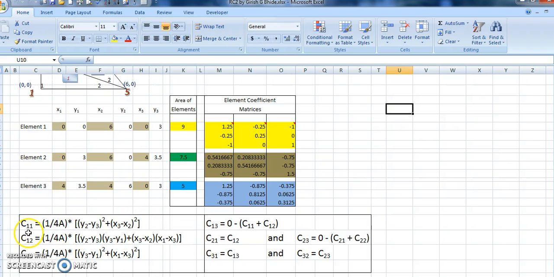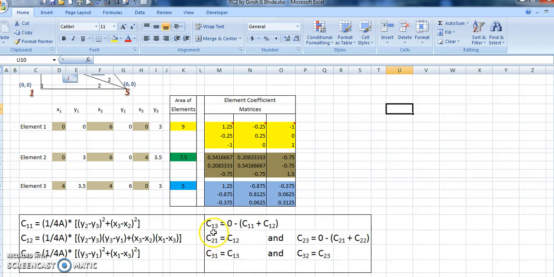So C11 is given as 1 upon 4a into the bracket y2 minus y3 bracket square plus x3 minus x2 bracket square. C12 is 1 upon 4a into the bracket y2 minus y3 into y3 minus y1 plus x3 minus x2 into x1 minus x3, while C22 is 1 upon 4a into the bracket y3 minus y1 bracket square plus x1 minus x3 bracket square.